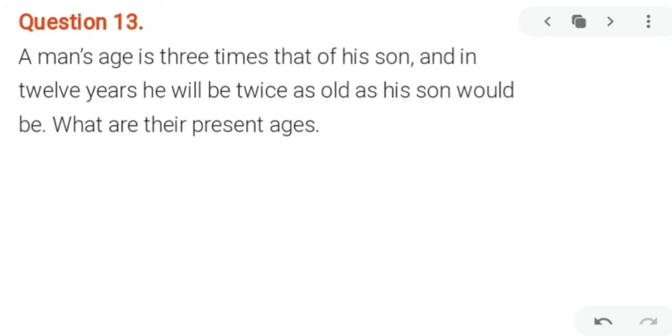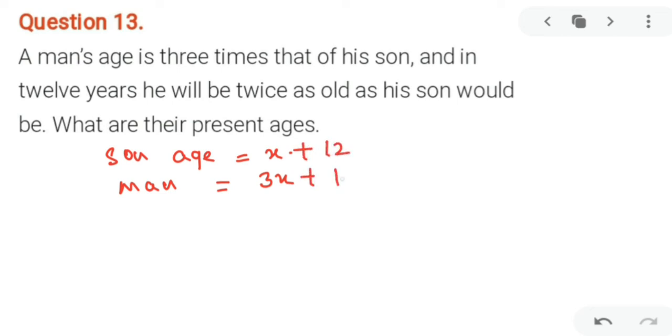Let's jump on to question number 13. A man's age is 3 times that of his son. Now man's age we do not know, son's age we do not know. We'll keep son's age as x. And man is 3 times of x, so 3x. Perfect. And after 12 years, son will be x plus 12. Man will be 3x plus 12.